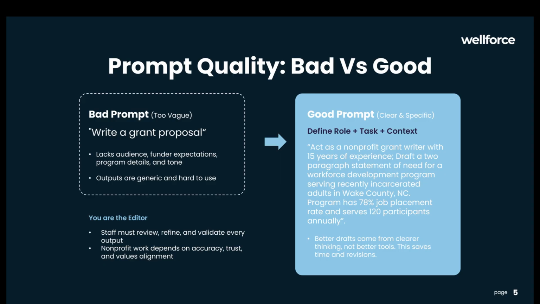This is a good prompt. Act as a nonprofit grant writer with 15 years of experience. Draft a 2-paragraph statement of need for a workforce development program serving recently incarcerated adults in Wake County, North Carolina. The program has a 78% job placement rate and serves 120 participants annually. So it's the same tool, but we're going to get completely different results. And we're going to see this live in a second. I just wanted to show you an idea of what we're talking about here, so you'll be able to see the difference moving forward.